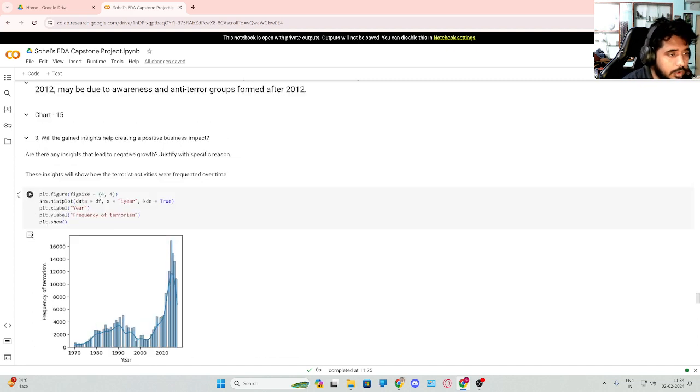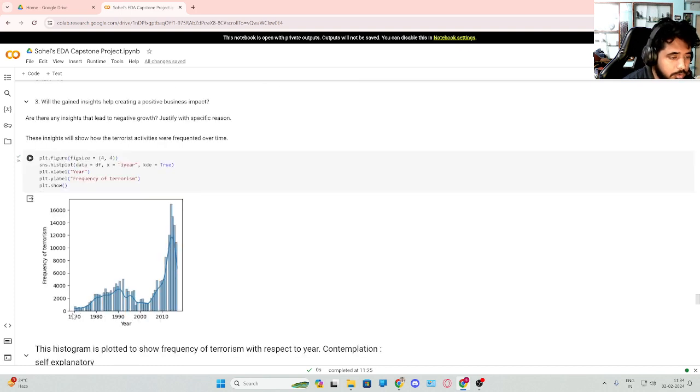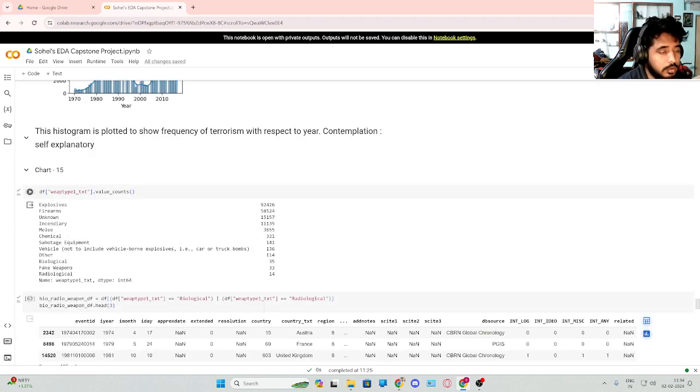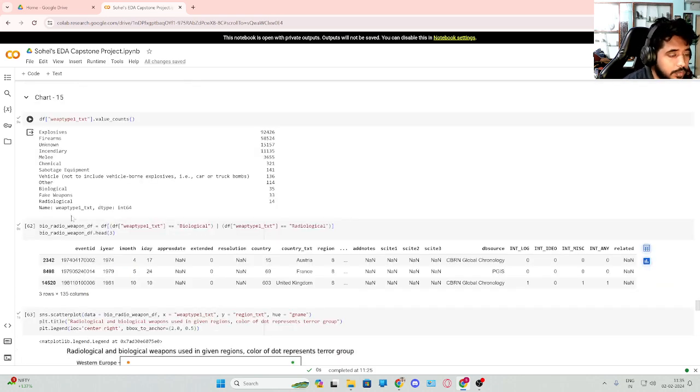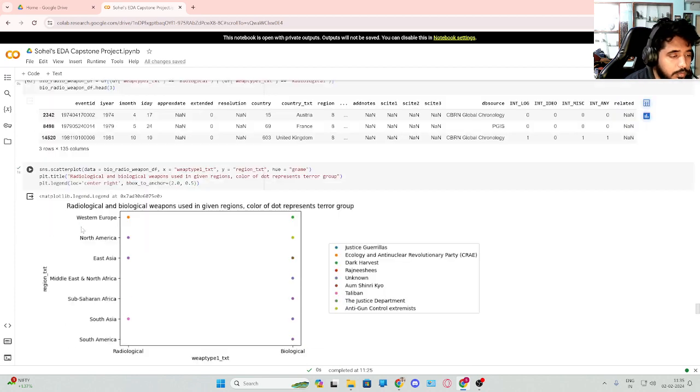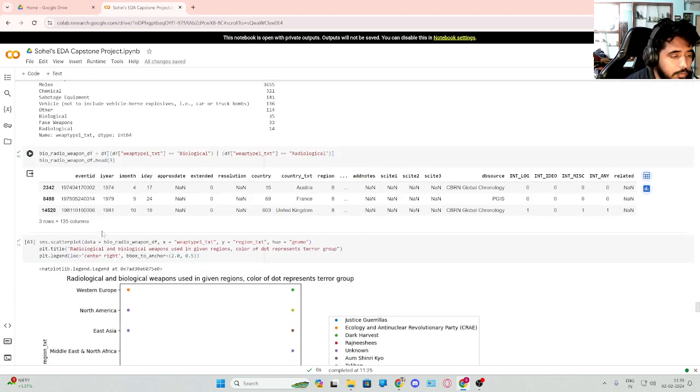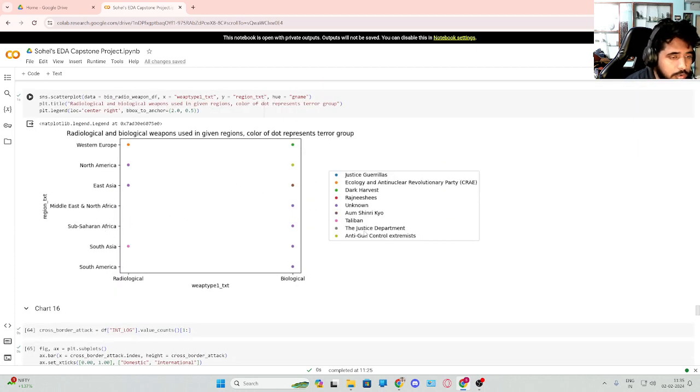Now we are doing a histogram plot of the year when terrorism is occurring. So you can see that in 1970 terrorism is occurring very little, then it is increasing to 1990, then in 2000 it is falling, and again after 2010 it is increasing, then after that decreasing. The histogram is plotted to show the frequency of terrorism with respect to year. Chart 15, we are trying to find if biological or radioactive weapons are used. So we are plotting this graph to see which terrorist outfit is using radiological or biological weapons and in which area.